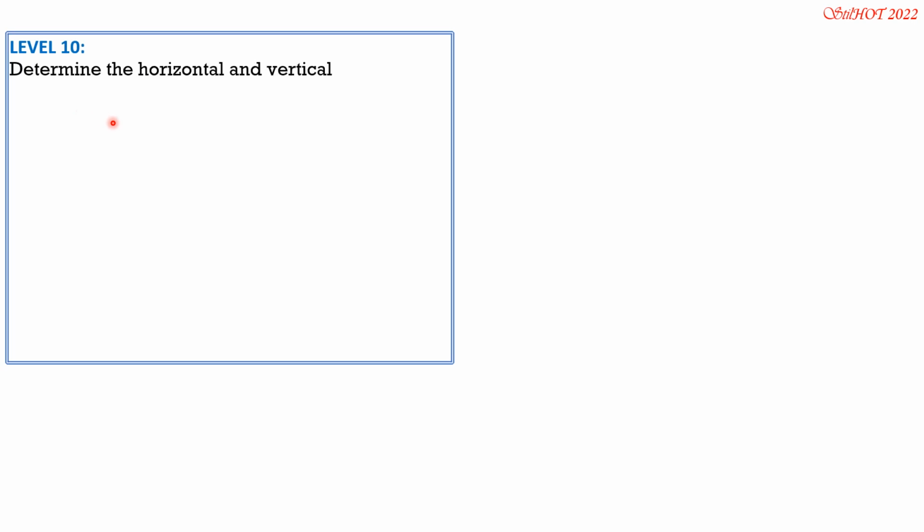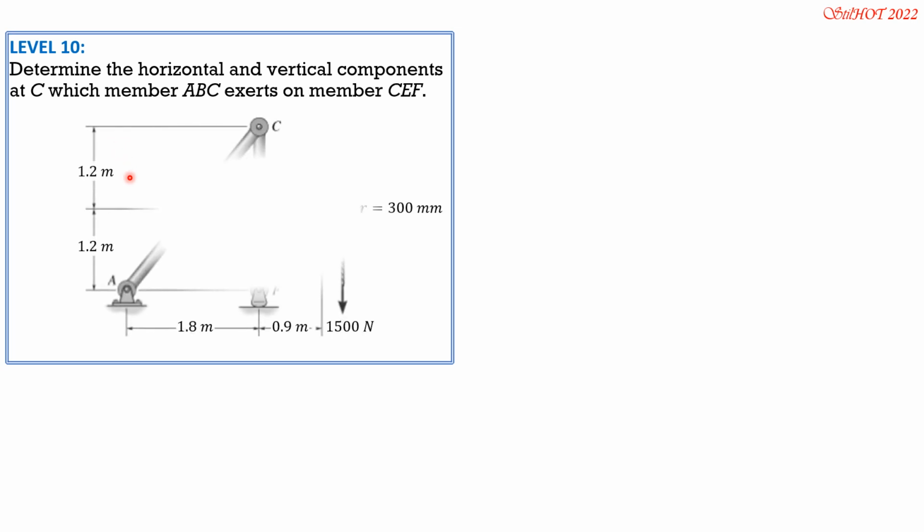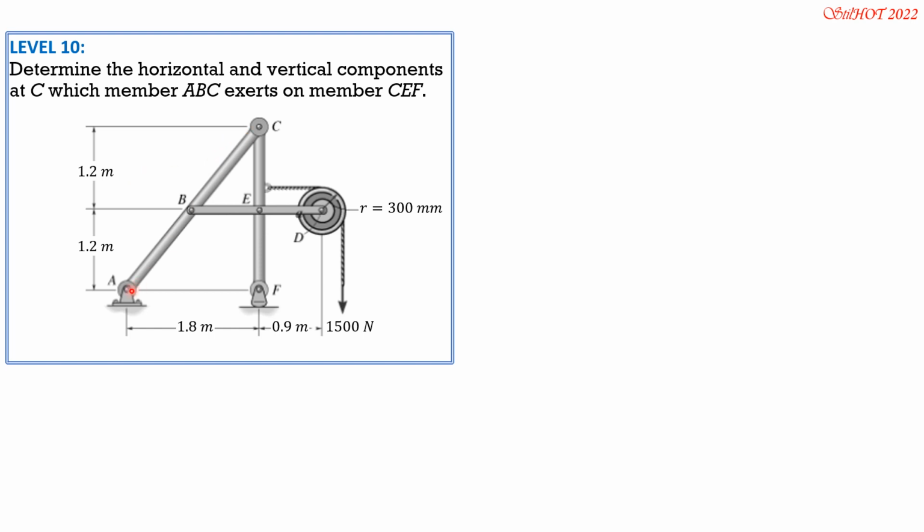Determine the horizontal and vertical components at C, which member ABC exerts on member CEF. So this is the frame given. First, let's have the reactions at F, vertical only because this is a rocker. And at A, horizontal, which is obviously 0 because there are no inclined loads. And the vertical is AV, let's say downward. So first, set moment at F equal to 0 considering the entire system.